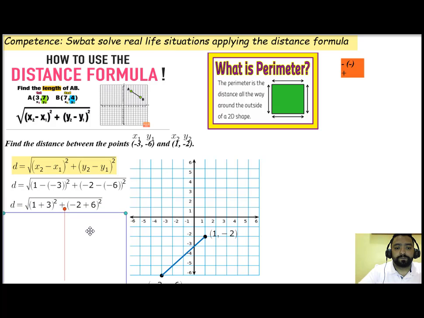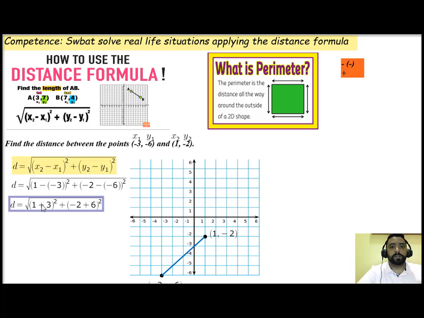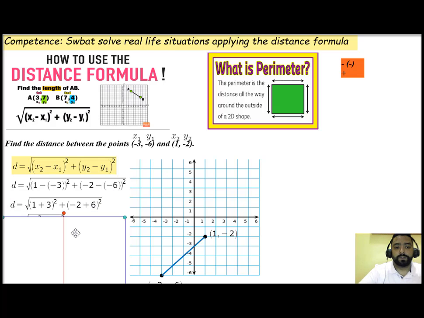Then we're going to have 1 plus 3, because negative and negative convert into positive. Then -2 plus 6, negative and negative convert into positive 6. Then we add these: 1 plus 3 is 4, and -2 plus 6 is 4. Remember, with different signs, we subtract them and copy the sign of the bigger number.